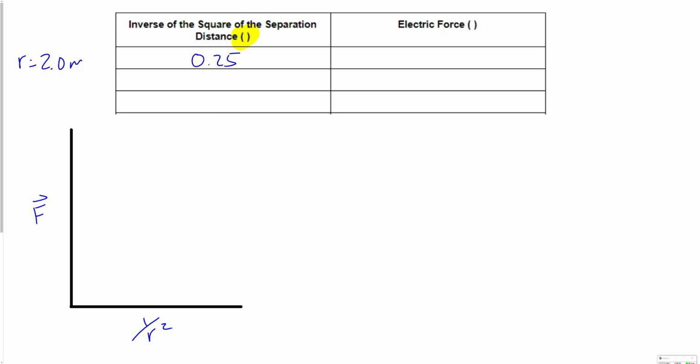Or 1 over the separation distance squared, in words, right? What shape do you think I'm going to get when I plot this graph? Or what shape should I get when I plot this graph? Y is proportional to X, right? F is proportional to 1 over R squared. Is F proportional to 1 over R squared? Yeah, it's supposed to be.